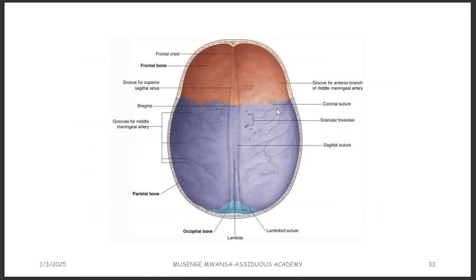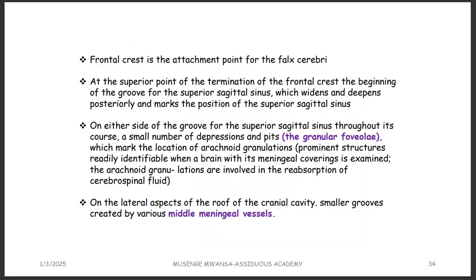And you can as well see these, they are more like someone has gotten a needle and is piercing the bone. We call these the granular fovea, these things that you can see. So the granular fovea, these are depressions or pits that are found in this bone. And on the granular fovea, we have what we call the arachnoid granulations.